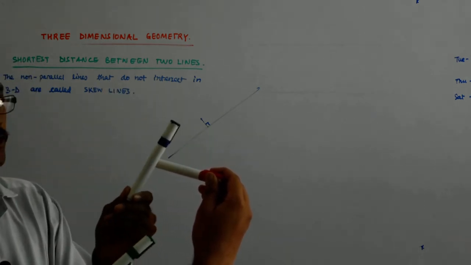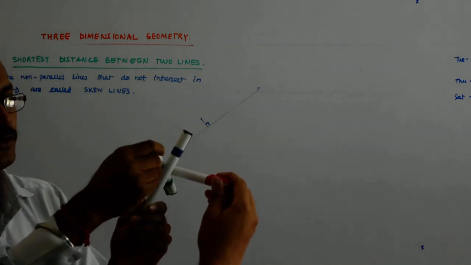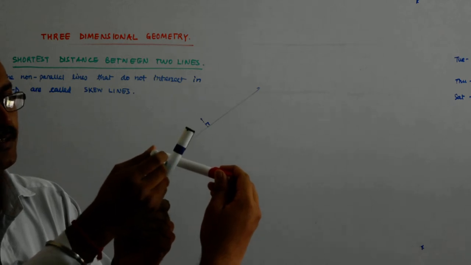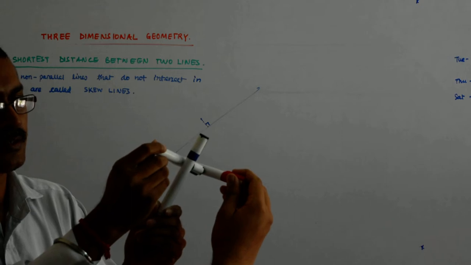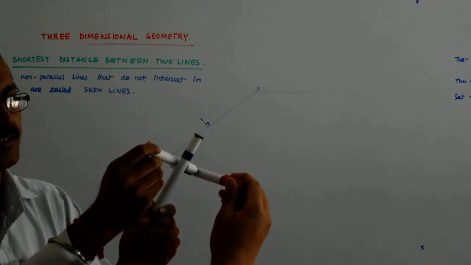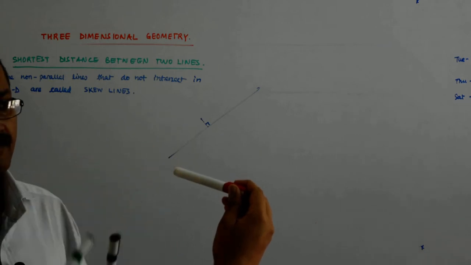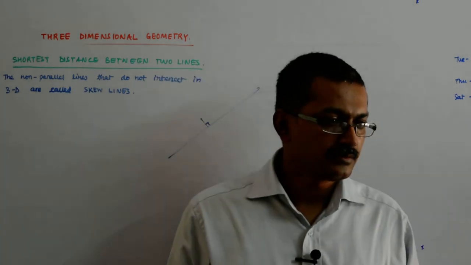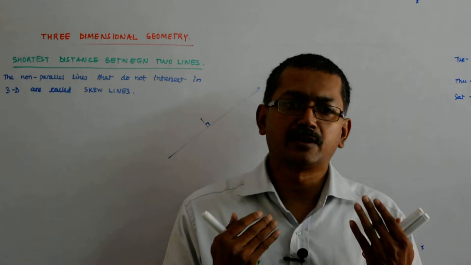Wait. Just wait. Suppose these two are the lines, and I am trying to explore what is the shortest distance. So let us say I start like that. So it's shortening. Yes. So it is the shortest when it is perpendicular to both. Okay, when it is perpendicular to both.